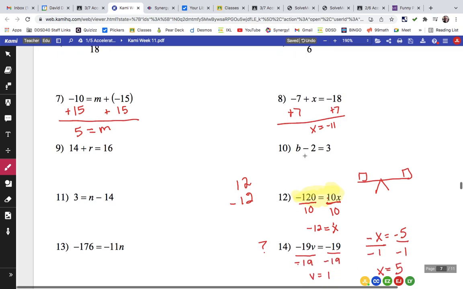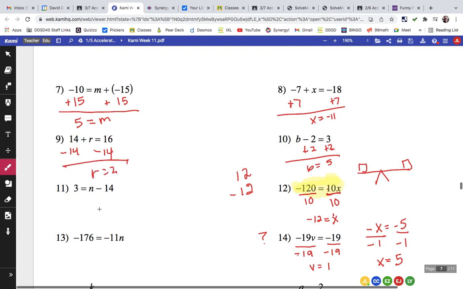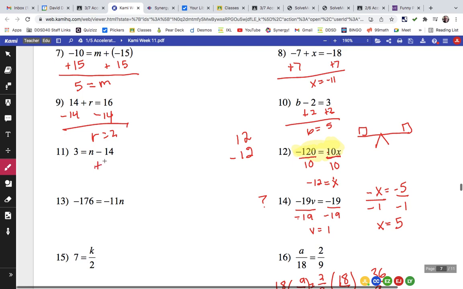Here, let's try this one. We're going to add 2 to both sides of the equation to get b is equal to 5. Here we're going to subtract 14 and r is equal to 2. Here we're going to add 14 and n is equal to 17.